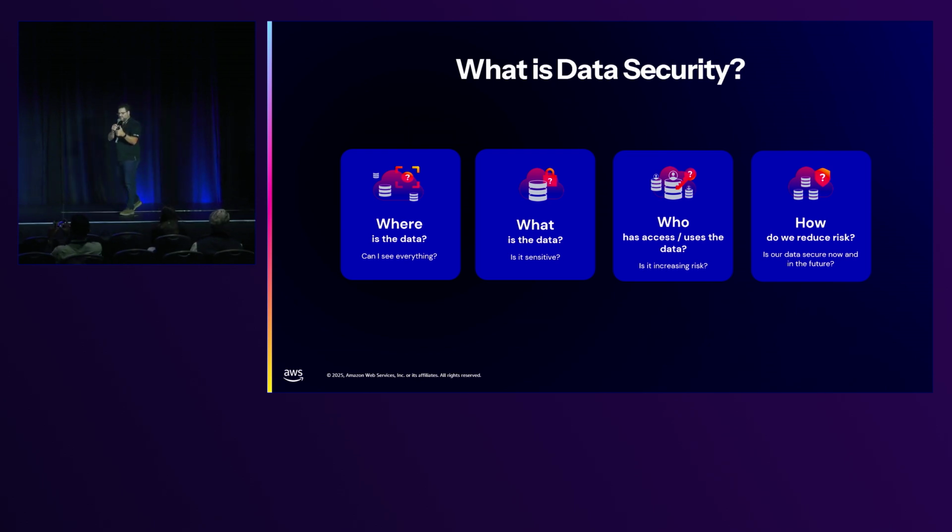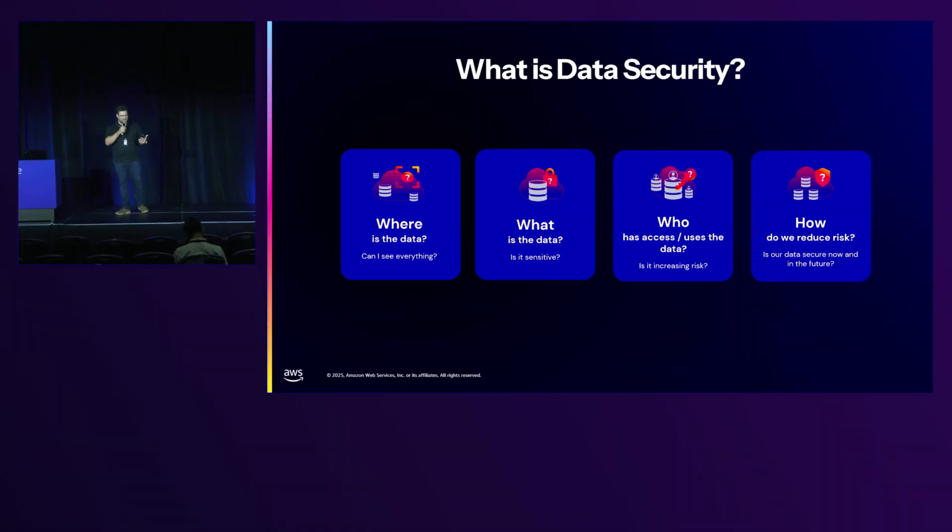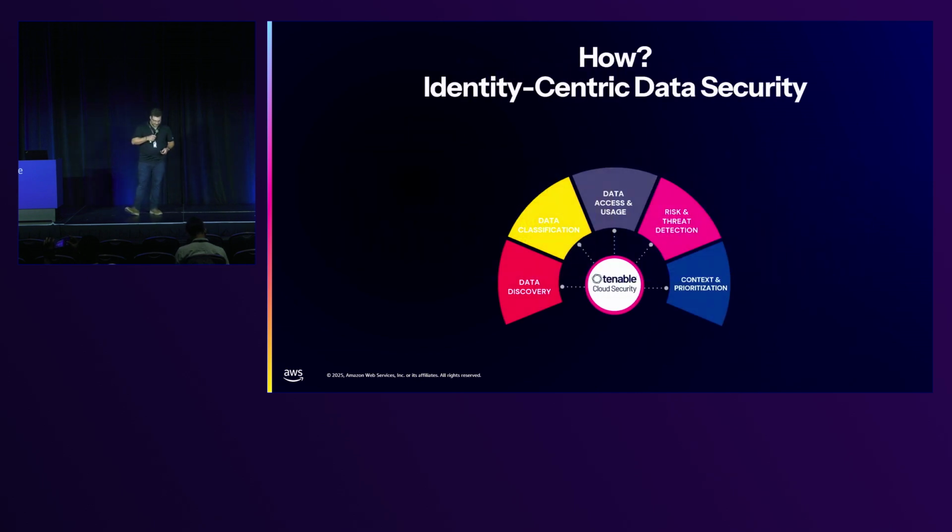Ask yourself, where is the data? What is the data? Is it sensitive? Is it confidential? Is it restricted? Is it non-sensitive? Who has access to it? Who uses the data? That's your identity and access component. That's probably a really important piece. And how can we actually reduce the risk? What are the configurations or rights or access or at least privileges that we can implement to help reduce the blast radius of accessing this data, secure or not?